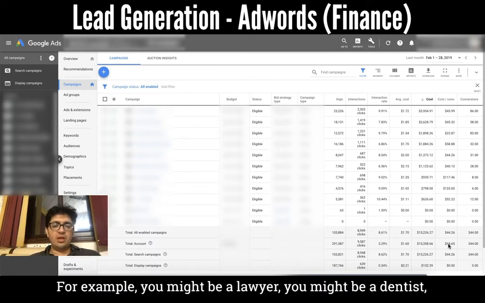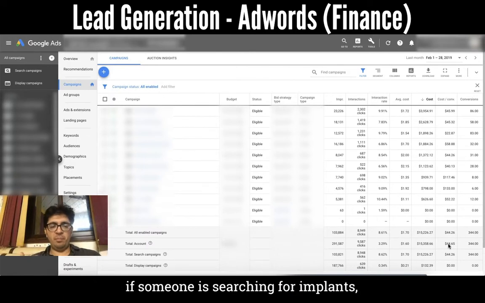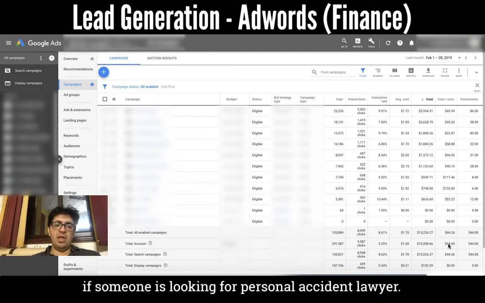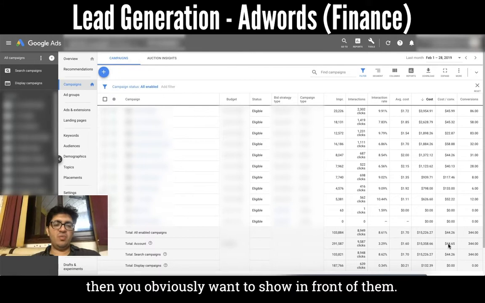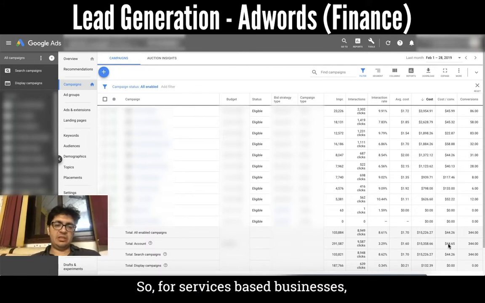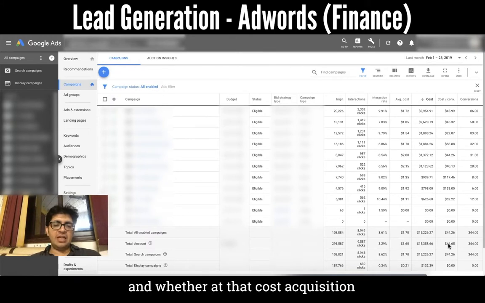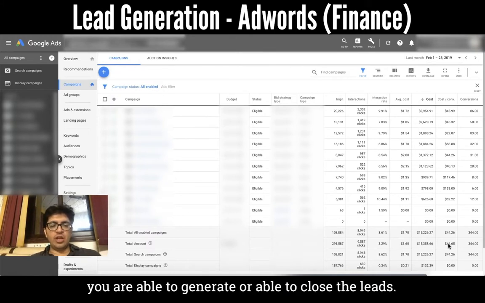So for example, you might be a lawyer, you might be a dentist. If someone is searching for implants, you want to show your business in front of them. If someone is looking for a personal accident lawyer, then you obviously want to show in front of them. So for service-based businesses, the actual cost of acquisition depends on what kind of business you are in, and whether at that cost of acquisition you are able to close the leads.